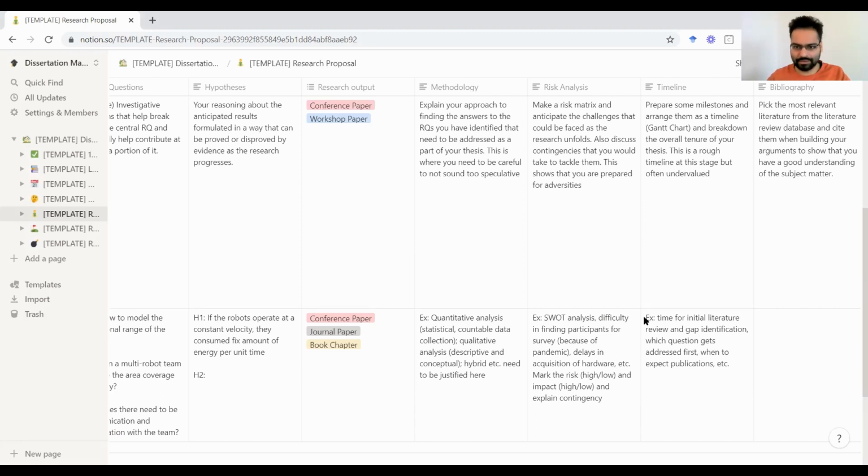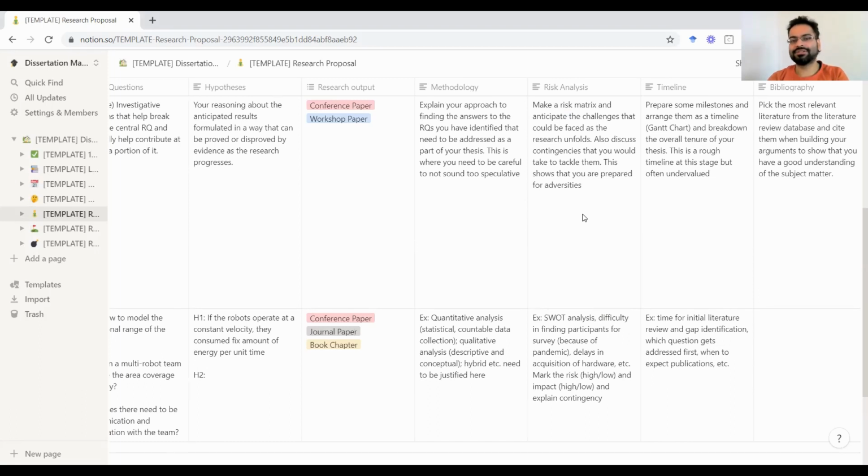That is your methodology. One thing that I also like to make a part of methodology, or perhaps a different section depending on the guidelines of the proposal that you have got, is the risk analysis. This is something students often overlook in the beginning days of the proposal, but I've found this to be an essential part of the proposal.